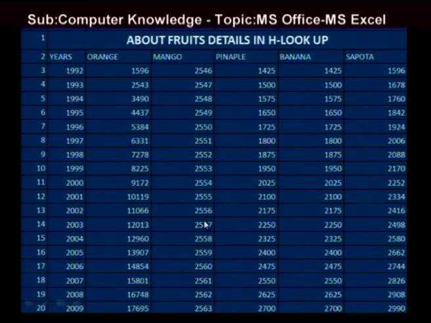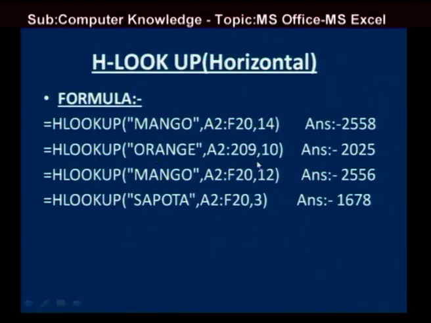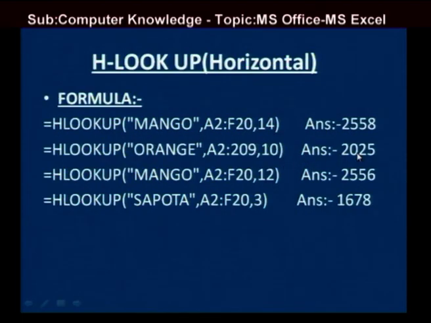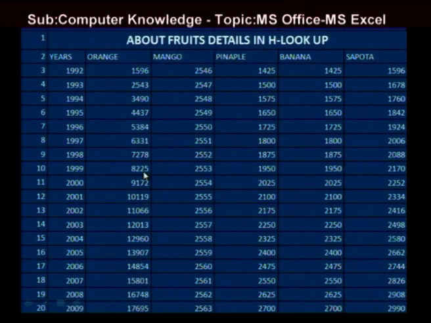255 is the 14th, that means it is 15th. Next horizontal lookup, it is the orange data. Orange data, A2 is to F20 and 10th value. 10th value means it is the 10th storage data, year of 1999, orange. Orange means it is 8225, 2025. Here some value is there.